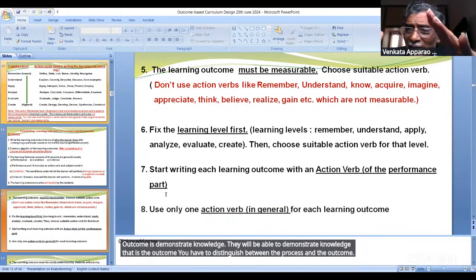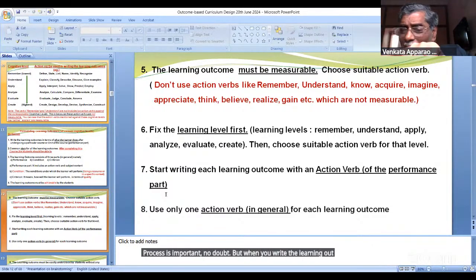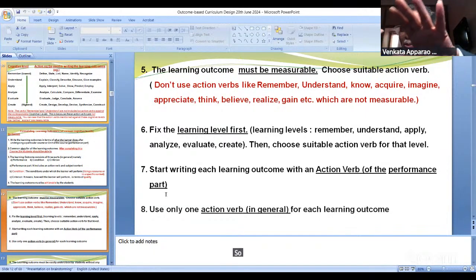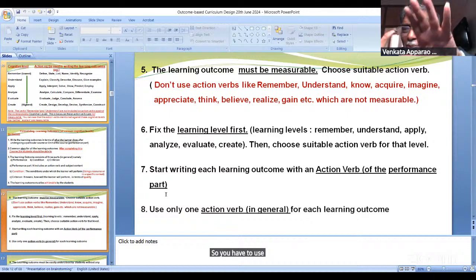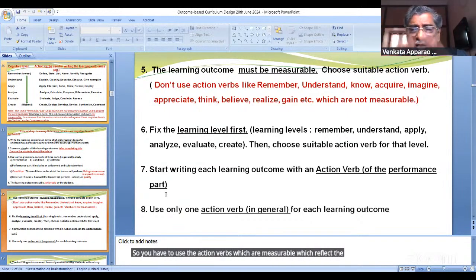Process is important, no doubt. But when you write the learning outcomes, action verbs, right? So you have to use the action verbs which are measurable, which reflect the outcomes, not the process.